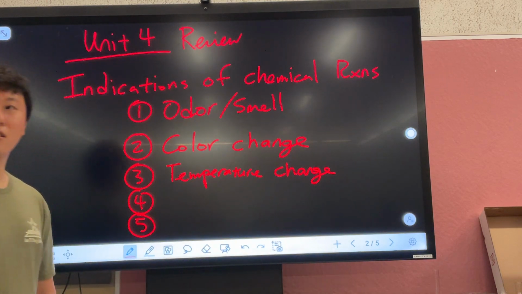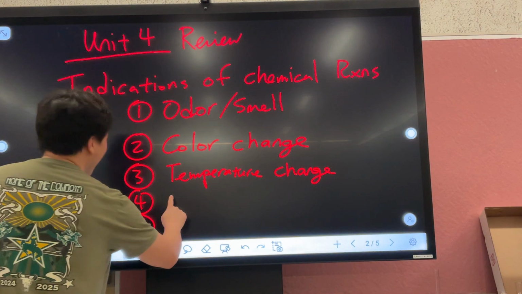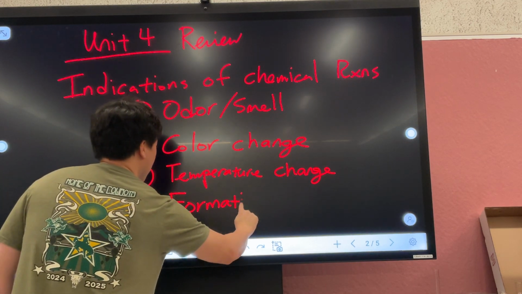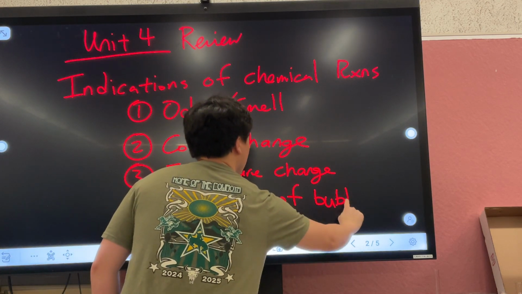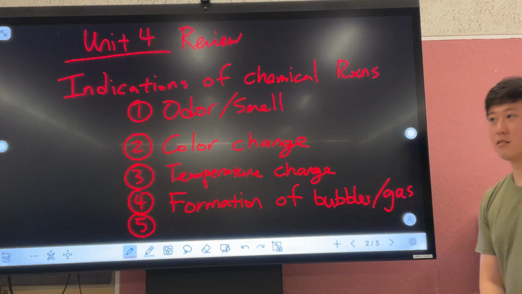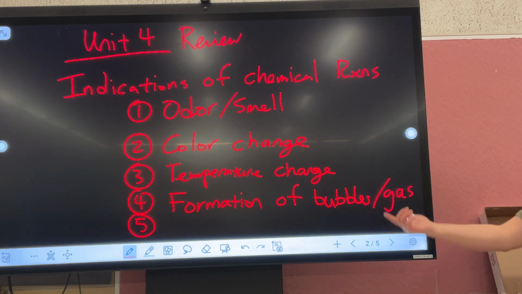What's another one? Like light, energy, explosion. Formation of bubbles. Bubbles means gas. So if there's bubbles being released, like the volcano or the elephant toothpaste, those are all gas getting released.